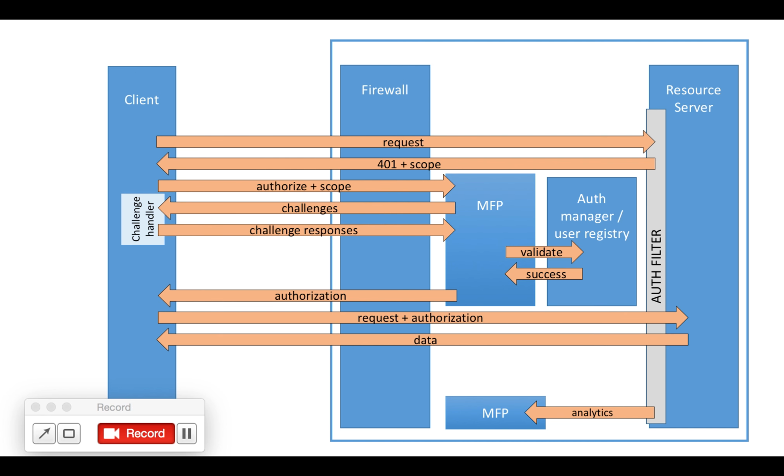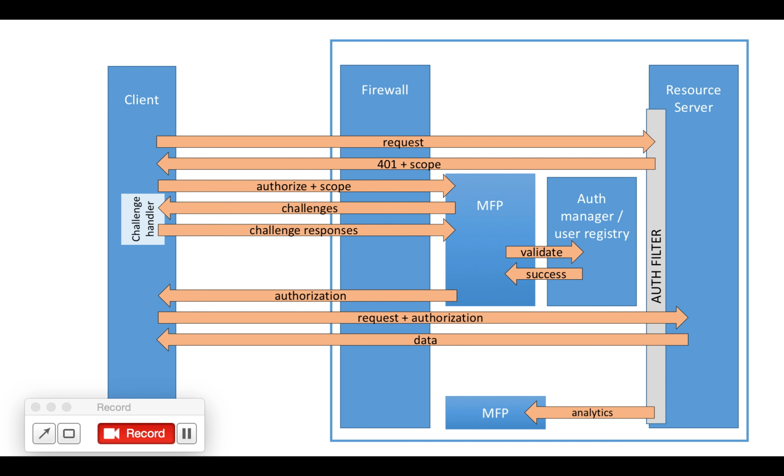So the client goes to the MobileFirst server and asks for authorization for that specific scope. The MobileFirst server returns challenges. Those challenges are processed by a challenge handler, a regular standard MobileFirst challenge handler, nothing new there. The challenge handler eventually returns responses to the MobileFirst platform. The MobileFirst platform might go to an authentication manager, user registry, or LDAP server, anything you might have inside of your infrastructure to validate those credentials received from the challenge handlers. And eventually the MobileFirst platform will create an authorization header for that client.